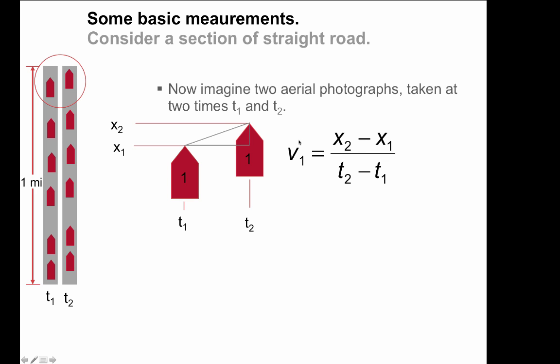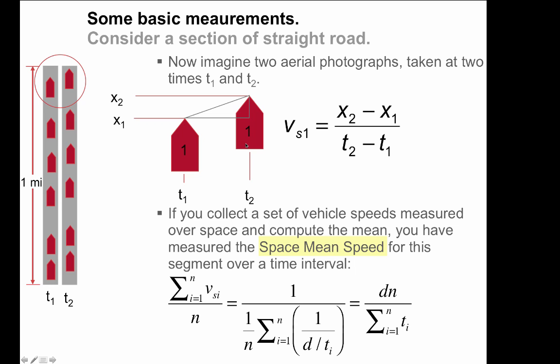If we know the distance that a vehicle has traveled, and we know the time that it took to do that, we can calculate the speed, because we remember that the speed is just the distance over time. So in equation form, the speed of vehicle 1 is just x2 minus x1, that's the vertical distance here that it's traveled, divided by t2 minus t1, that's the horizontal distance for this triangle. I told you we'd be using triangles for our analysis.